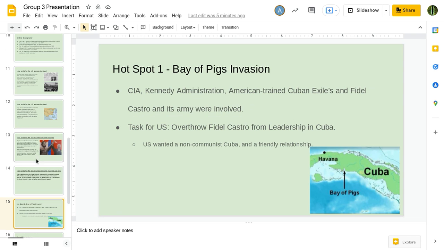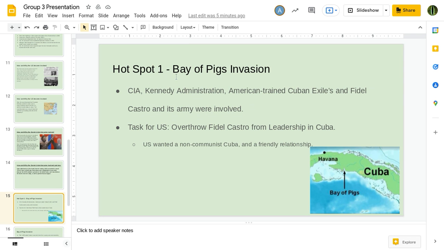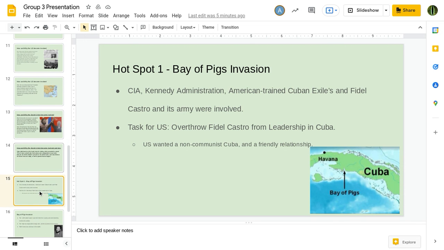Hotspot 1, Bay of Pigs invasion. The Central Intelligence Agency, the Kennedy administration, the American-trained Cuban exiles, and Fidel Castro and his army were involved. The task for the U.S. was to overthrow Fidel Castro from leadership in Cuba. The U.S. wanted a non-communist Cuba and a friendly relationship.